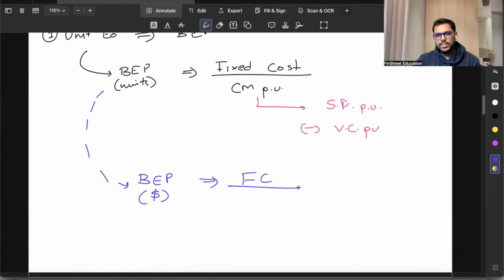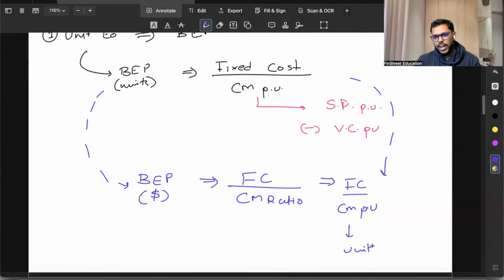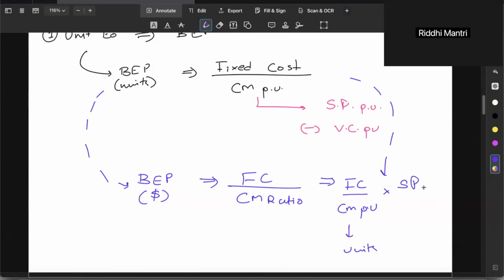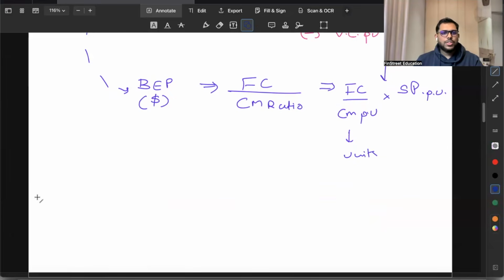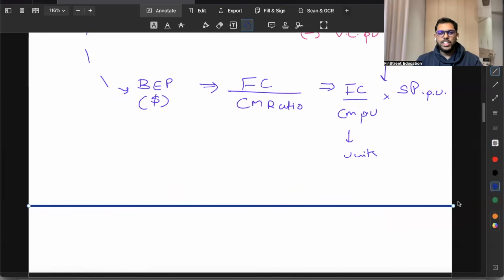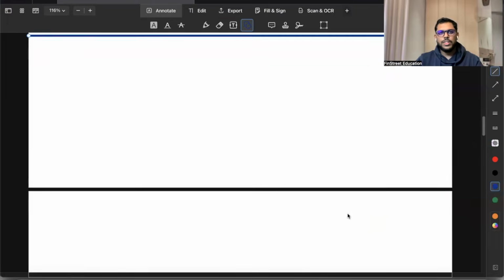You have FC divided by CM ratio this time. Or else I've given you one more shortcut: just take FC upon CMPU, this will be in units, and multiply by selling price per unit, SPPU. Okay. Both formulas are fine. Next, I saw what sensitivity analysis. So let me quickly discuss that with you guys as well.